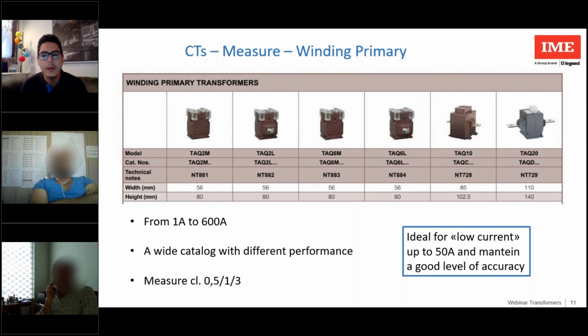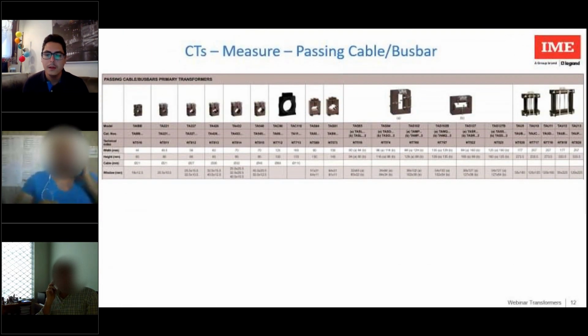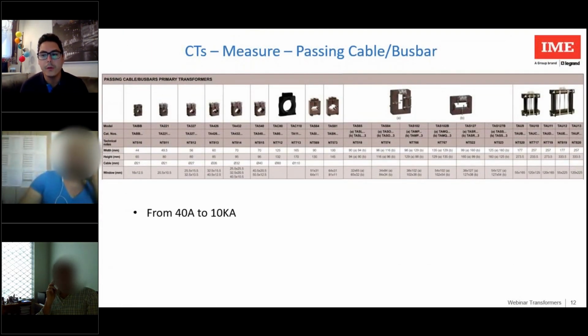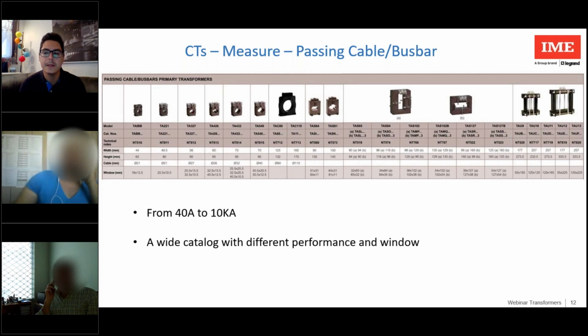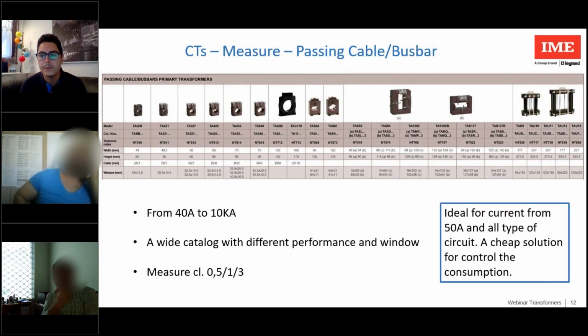Above 50 amps, we can use the passing cable or busbar CTs. Here we find a range capable of measuring currents ranging from 40 amps to 10 kiloamps. We find in the catalog a vastness of CTs with different window sizes, performance and measurement classes. As indicated, they are ideal for currents above 50 amps and all types of circuit. This is because, having different cables or busbars in the world, there is a need for different windows.